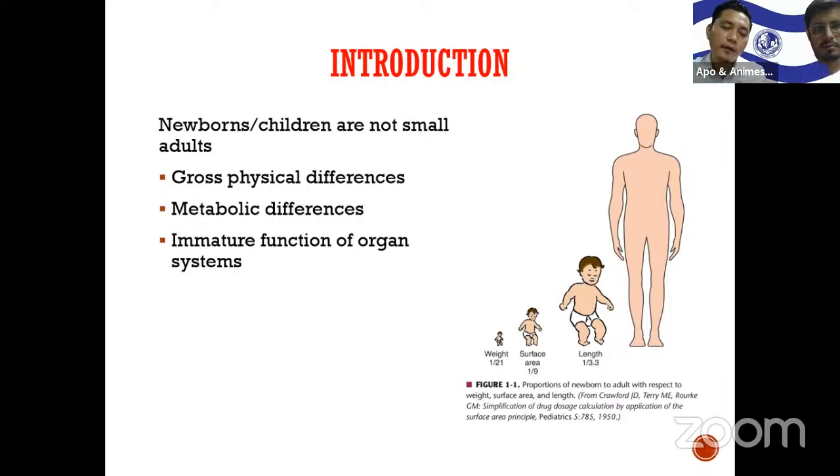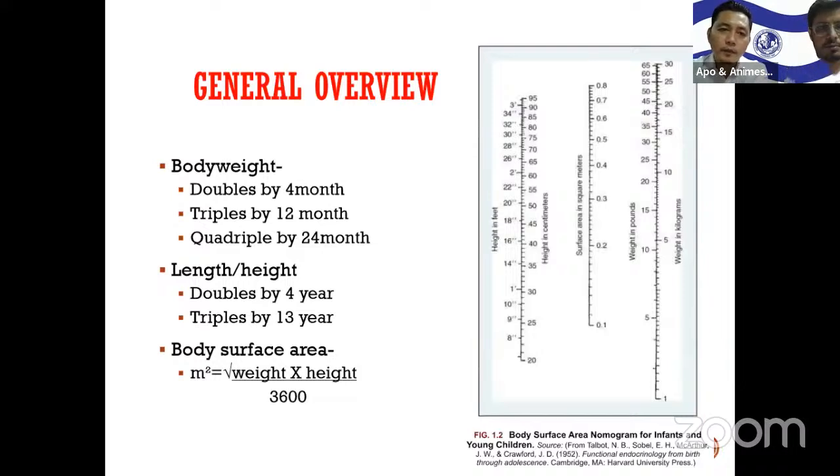in metabolic aspects. They have metabolic differences and immature function of the organ systems. The body weight of a newborn doubles by 4 months of age, triples by 12 months, and quadruples by 24 months. The length or height of the newborn doubles by 4 years and triples by 13 years of age.